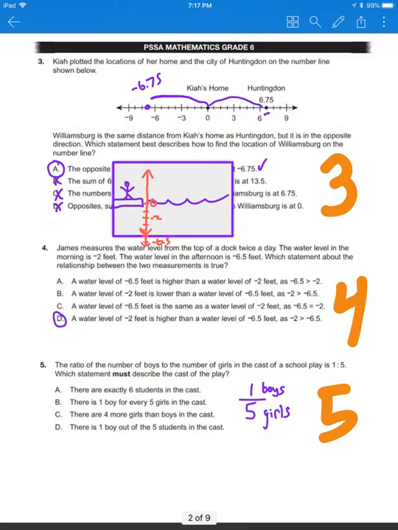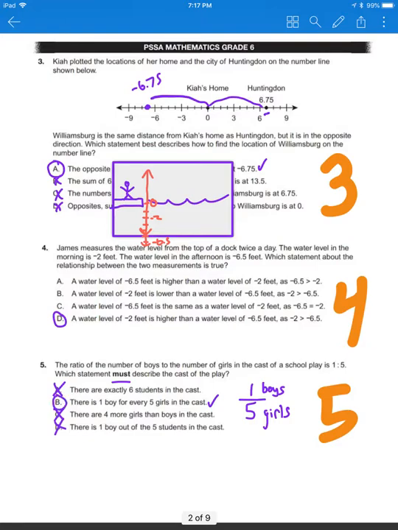Okay, A says there are exactly 6 students in the cast. No, that's what's tricky about this one, because a lot of people think, oh, 5 plus 1 is 6. But no, just because the ratio is 1 to 5 doesn't mean there's 1 boy and 5 girls. There could be 2 boys and 10 girls. So A could be true, but it's not necessarily true. B, there is 1 boy for every 5 girls in the cast. That sounds about right, but let me check C. There are 4 more girls than boys in the cast. No, not necessarily. D, there is 1 boy out of 5 students in the cast. No. So B is the only one that must be true.